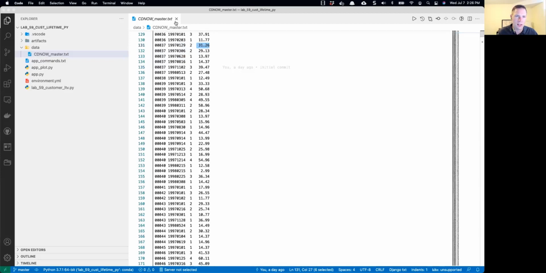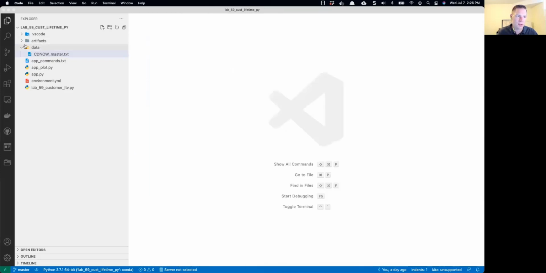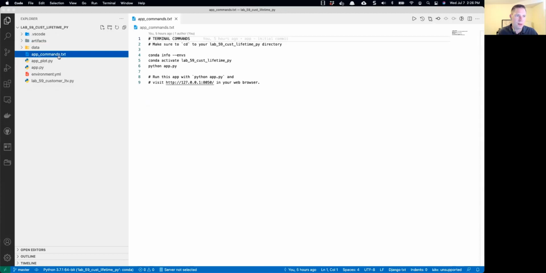So this is what the data set looks like that we're going to be working with, and that's stored in the data folder. These 3 are related to the app, and I'll open them briefly, but we'll spend more time on these at the end.